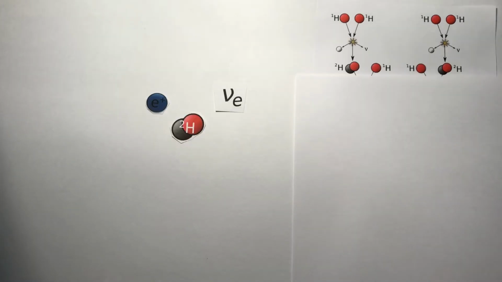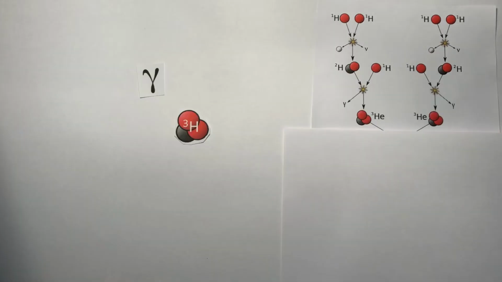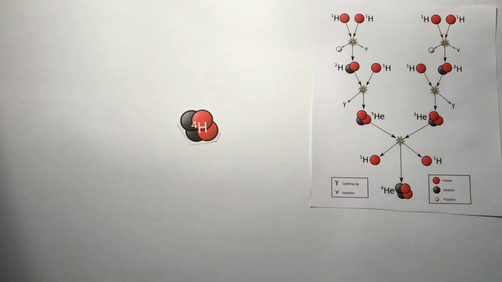This produces deuterium, a positron, and an electron neutrino. From here, the deuterium binds with another proton to form a helium-3 isotope and gamma radiation. Once two of these reactions occur, and you have two helium-3 isotopes, they bind together to give a more stable helium-4 atom and two protons, which allows the reaction to start again. This is what is called a pp1 or proton-proton-1 chain.